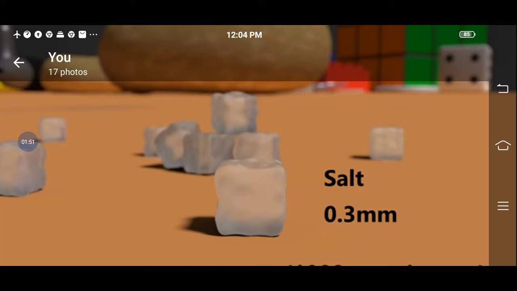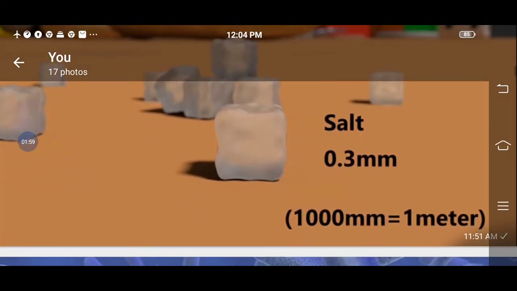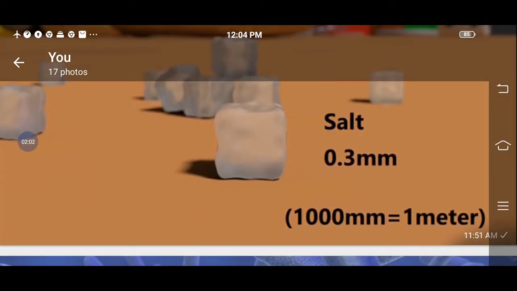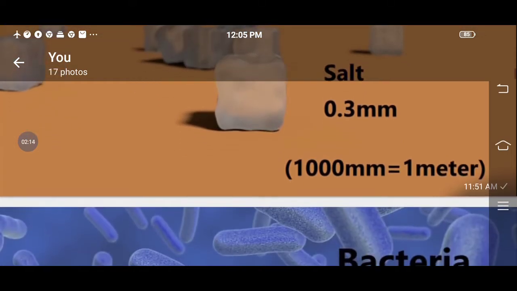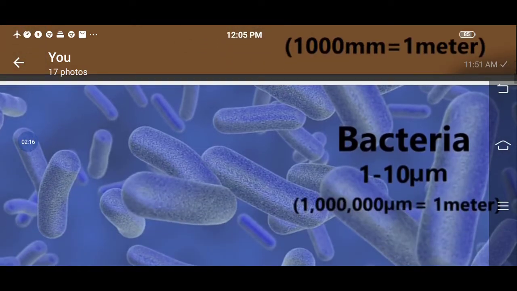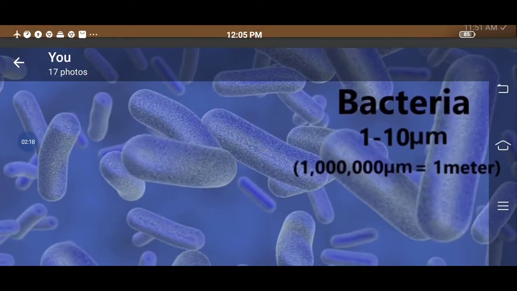The salt has a dimension or a size of about 0.3 millimeter. So the size of the small crystal of salt is very small. That too, the atom has a size which is very, very less compared to the size of the crystal of salt. And then if we go through the bacteria, that is also one of the microscopic particles.